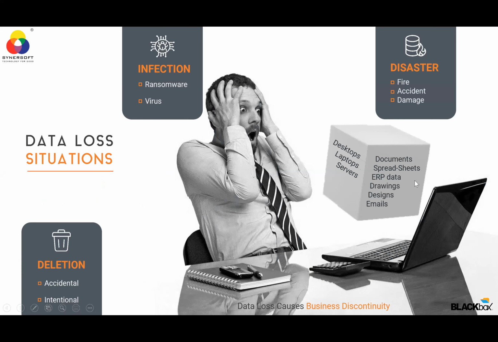So as we told, Blackbox is a data loss, leakage and theft prevention solution. So let us understand what we mean by data loss, and what are the situations in which an organization might end up losing the data. There are three situations. The first situation is deletion of the data, another is infection of the data, and third is disaster or hardware crash. These are the only three situations in which an organization ends up losing the data and losing business continuity. So Blackbox deals with all these three situations very well, and it makes sure that the organization does not lose data because of deletion, because of infection, and because of disaster.